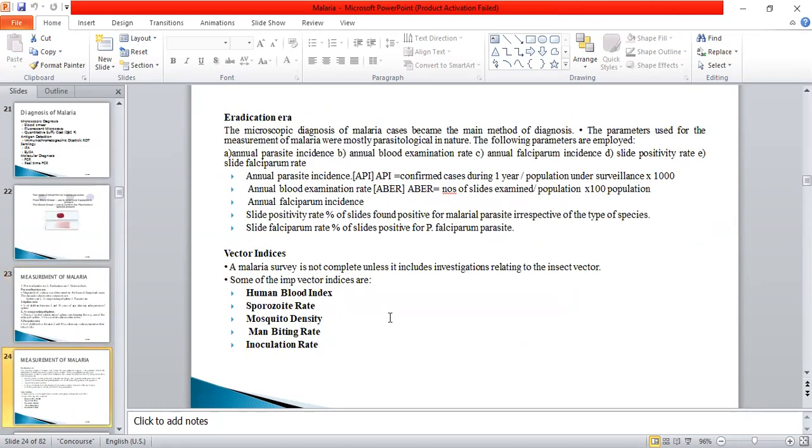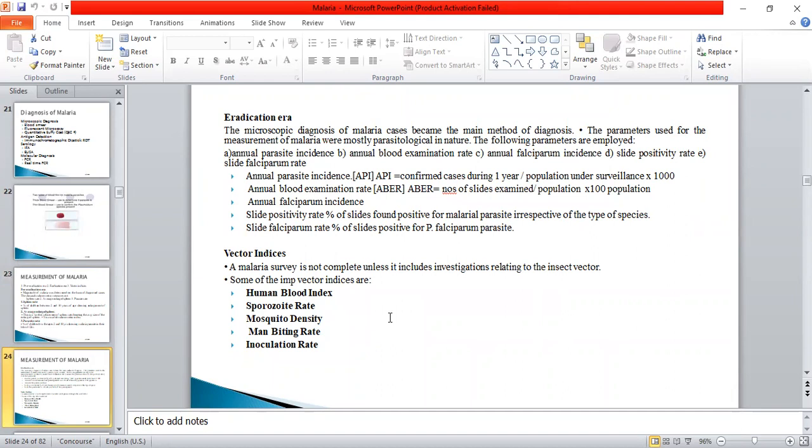If we talk about the eradication era, the microscopic diagnosis of malaria cases became the main method of diagnosis. The parameters used for the measurement of malaria were mostly parasitological in nature. The commonly used parameters in the eradication era are annual parasite incidence, annual blood examination rate, annual falciparum incidence, slide positivity rate, and slide falciparum rate.